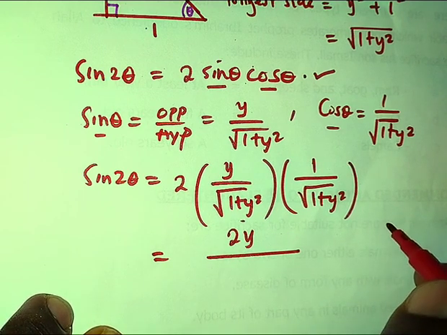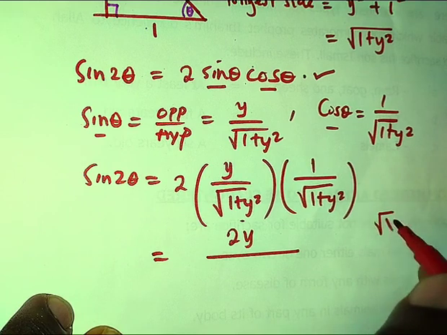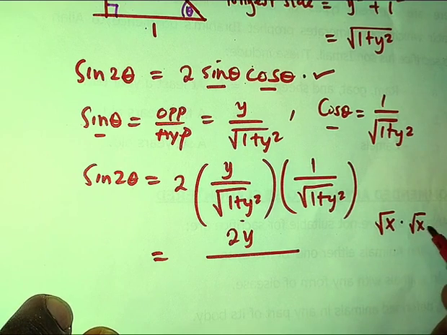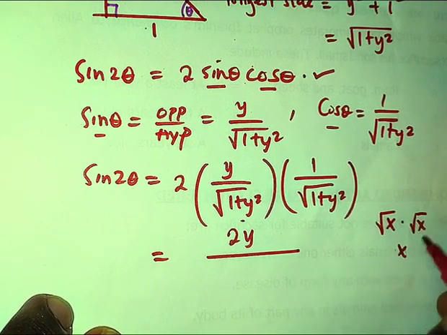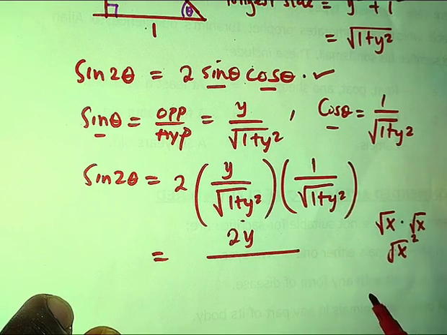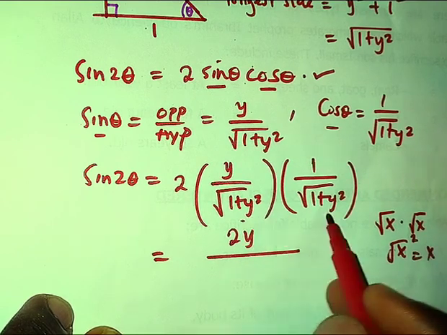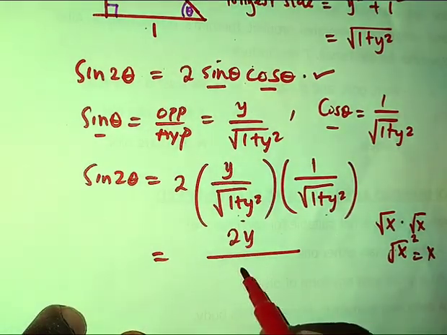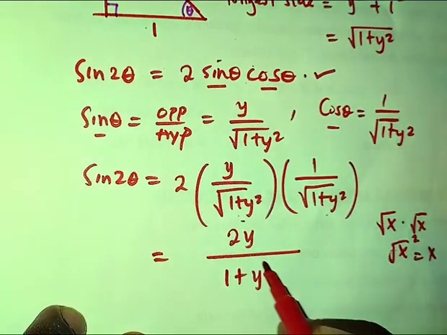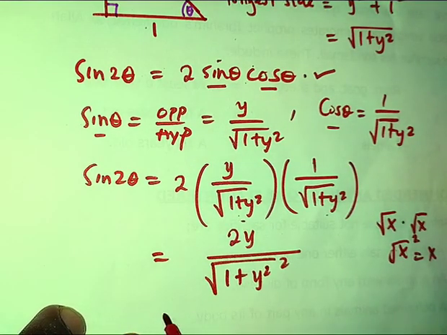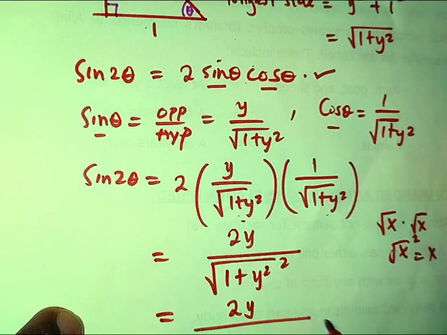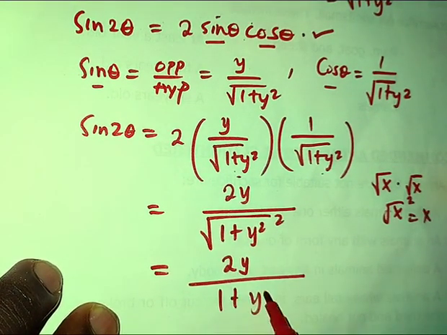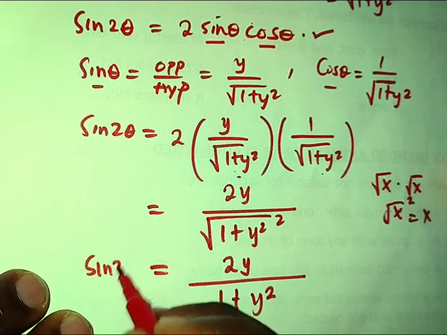If you remember, when you have square root of x multiplied by square root of x, we are going to have x, because we have root x squared and it's going to be x. The same thing we are going to do to this one. Since we have the same thing under the square root, this is going to be 1 plus y squared, and finally we are going to have 2y over 1 plus y squared, and that is our solution to the problem.